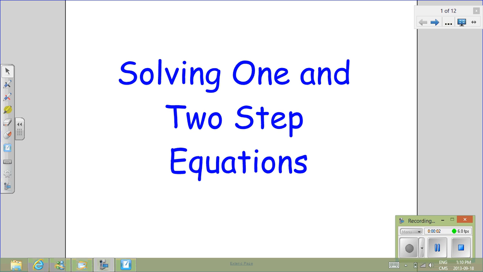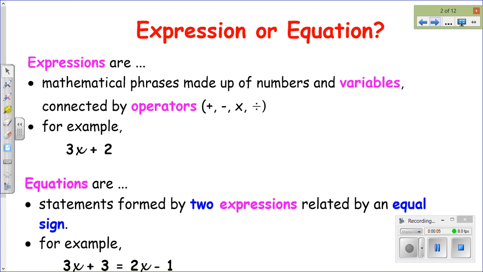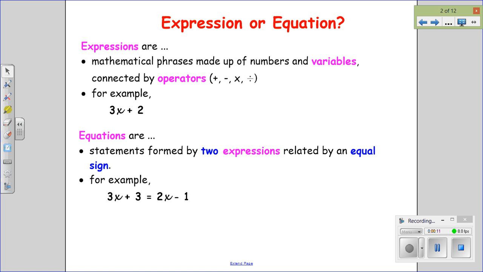Solving one- and two-step equations. The first thing we have to know in order to solve one- and two-step equations is what is the difference between an equation and an expression.